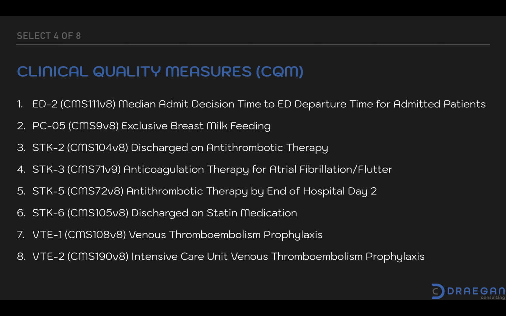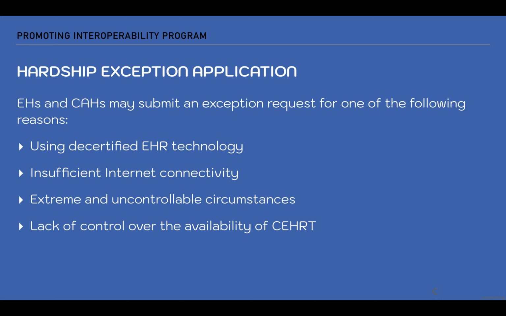So there is a hardship exception for the entire program for eligible hospitals and critical access hospitals. There are 4 reasons that can be utilized for a hardship exception. And the first one is if a decertified EHR is utilized. So if the EHR that you're currently on at the organization, for whatever reason, is decertified from 2015 edition cert, which I hope doesn't happen to anyone, but if it does, that is available as an option for hardship exception.